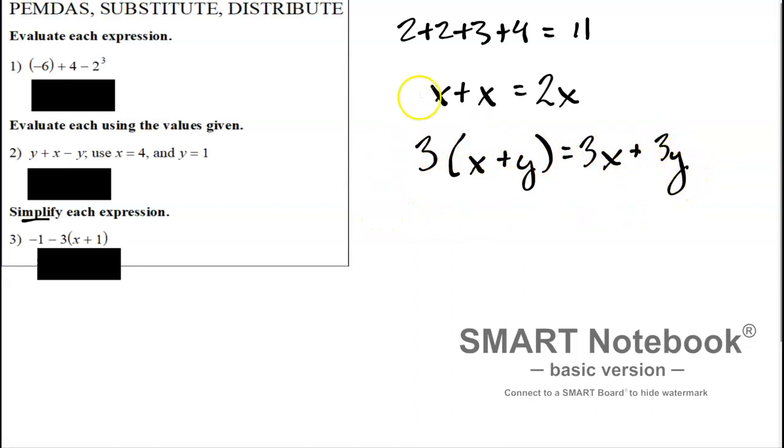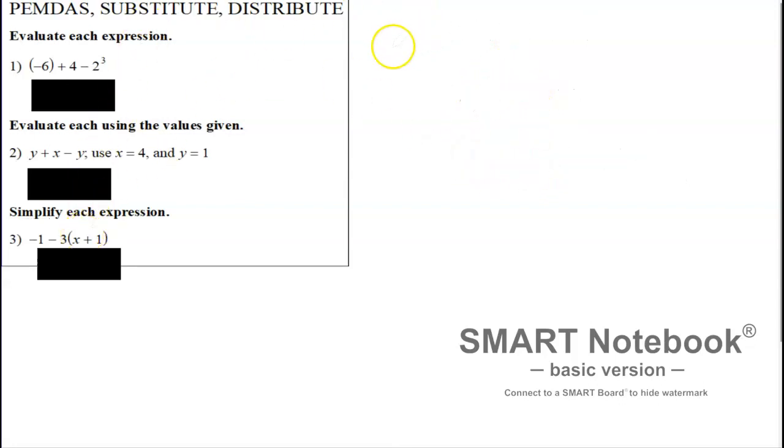Okay? So you guys know how to do stuff like this, and if you don't, look how easy it is. Okay? Numbers you can combine, variables you can combine, and when it comes to a number outside parentheses, you distribute. Okay? Distribute. PEMDAS was here, substitute was here, now we're going to be on distribution. Okay, so all these things, they're going to play a role in this next problem.